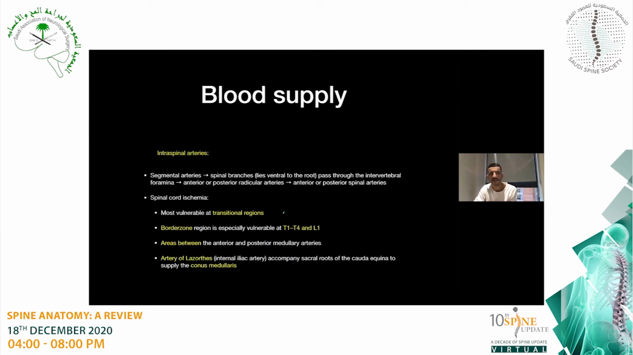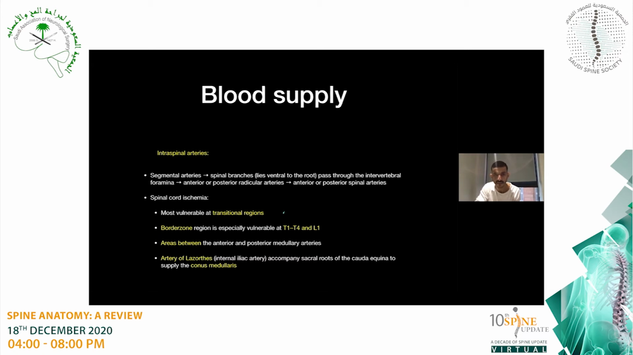The blood supply of the spinal cord comes from different segments of the aorta. I will come to that in detail, but it usually gets segmental. Segmental will go to spinal branches, ventral nerve root, going to the foramen, and it could be anterior or posterior, it depends. So if the anterior radicular artery supplies the anterior spinal artery, or posterior gives branches to the posterior spinal artery. So not all the spinal branches or radicular arteries supply the spinal cord. Not all of them.